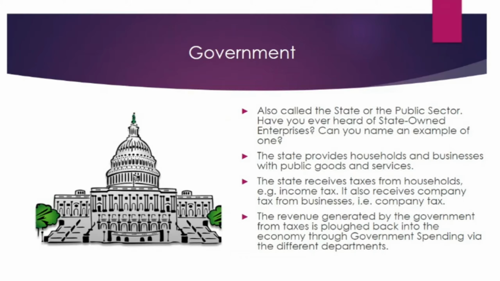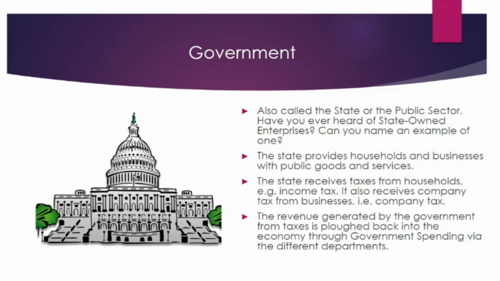So the government doesn't only set rules and regulations that help us know how to behave, such as rules about minimum wage, but it's also responsible for providing public goods and services such as water and electricity and housing and schools and public hospitals and so on. So yes, the state provides households and businesses with public goods and services.